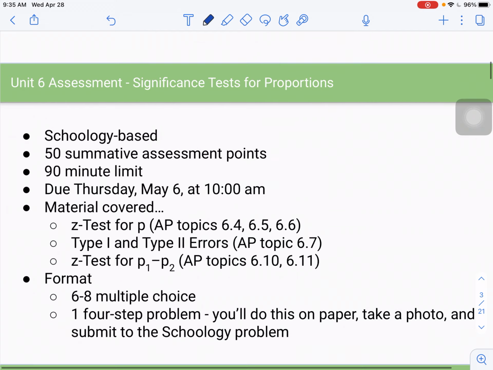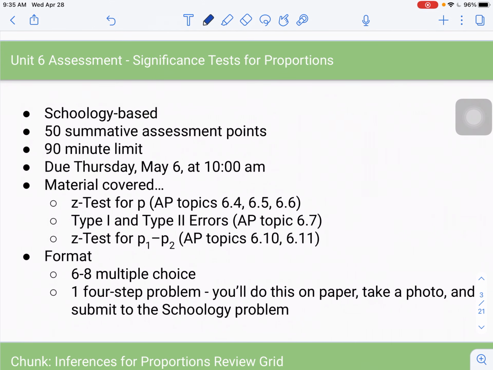All right, so a couple quick things about the Unit 6 assessment. This is the first assessment of Quarter 4. It is Schoology based. It's going to be 50 summative assessment points. I did put a 90-minute limit on there. You probably won't need the full amount of time, but you do have 90 minutes. It's due, actually, I'm sorry, I just changed this. It's going to be due on Friday, May 7th at 10 a.m. Sorry about that.